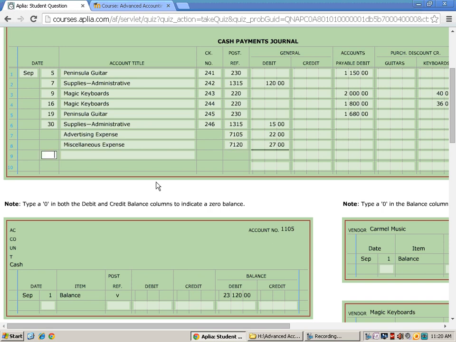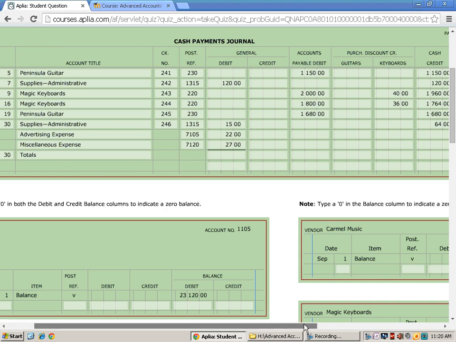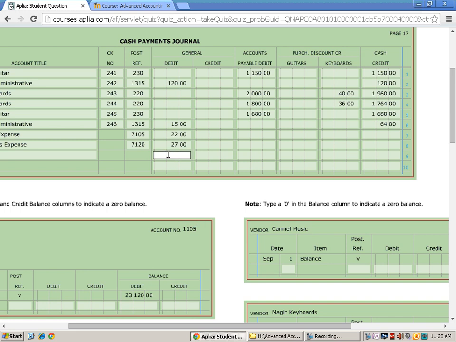Okay. Next thing is prove and rule the cash payments journals and post the totals. All right, so September has 30 days, so it's the 30th. Oops, sorry about that. Just dropped my calculator. Totals. And we're just going down and adding each column up. All right. So our general debit, when we add them all up, is $184. Our general credit has nothing in there. We just skip over it.